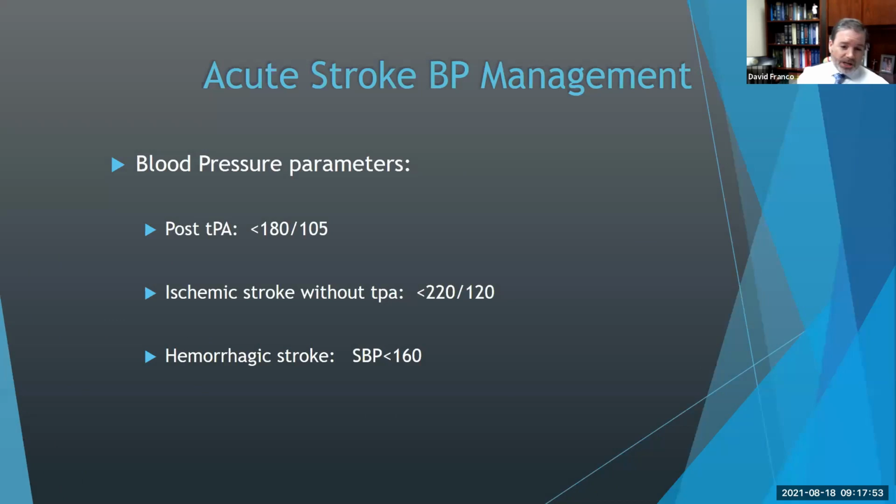And the blood pressure parameters that we use change depending on what we've done. So if it's a hemorrhage, obviously we're worried about keeping the blood pressure low, so below 160. If it's a stroke, we really want to let that blood pressure ride as high as 220 over 120 before we treat it. And then if we've just given TPA, there are the post-TPA or thrombolytic guidelines that we use, and less than 180 over 105 is the number we're looking for.